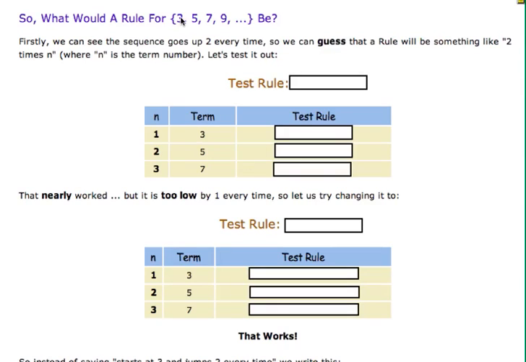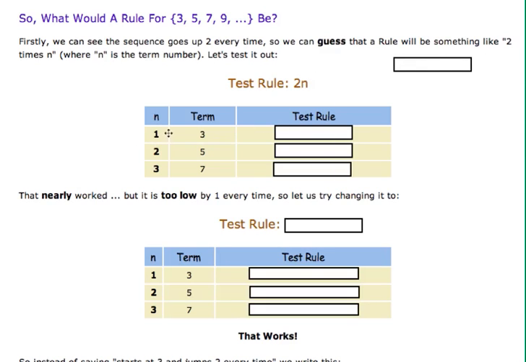We get the values 3, 5, 7, and 9. And we notice that it's going up by 2 every time, so we can guess that the rule is going to be something like 2n, where n is the term number. So we're going to test this rule out. We're going to see if 2n really does work.